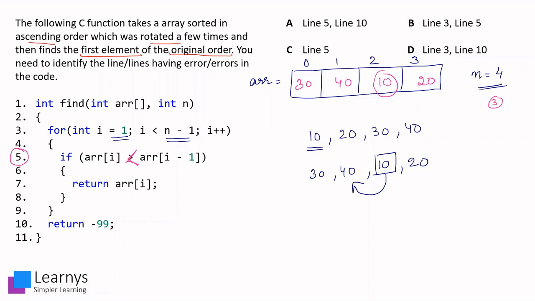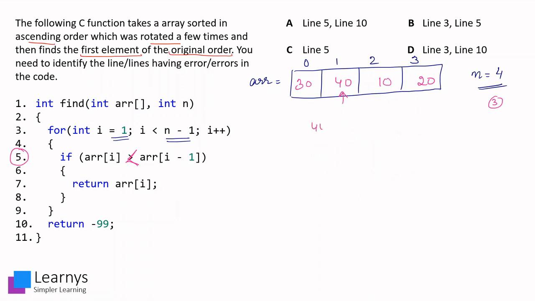Now let's see whether it works or not. For the first time, i value 1, it will compare whether 40 is lesser than the value just before it, that is 30. Since this is false, it will again go and check for the next value, that is 10. Is 10 lesser than the value just before it, which is 40? Now this is true and it will return from here taking value 10. So here it is giving the right output.